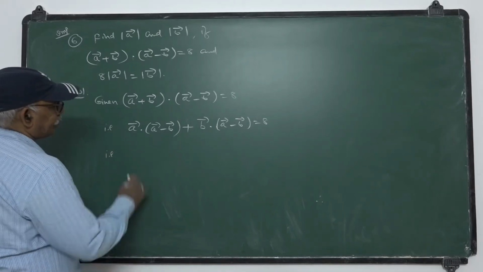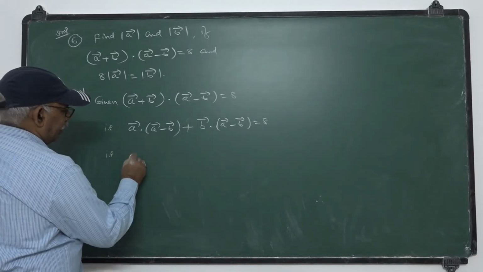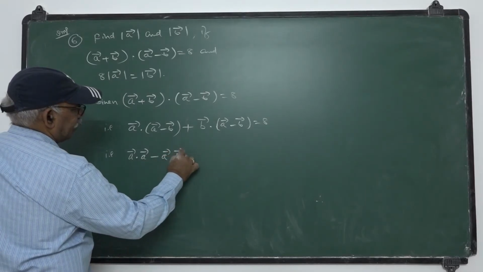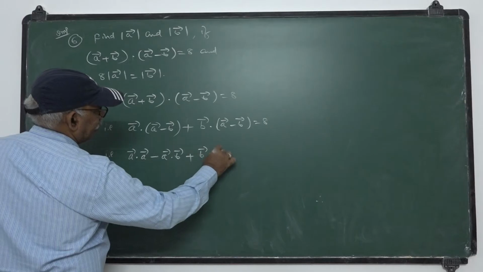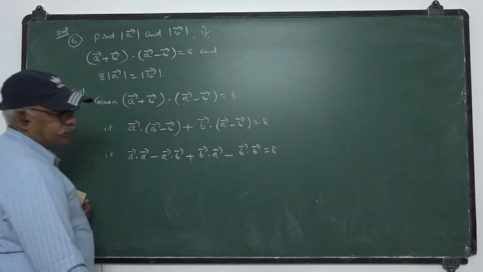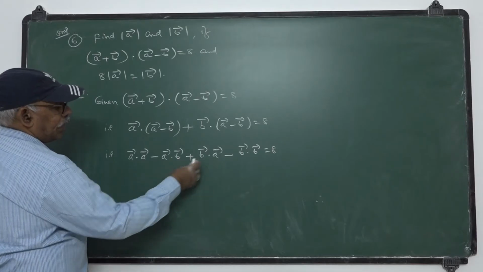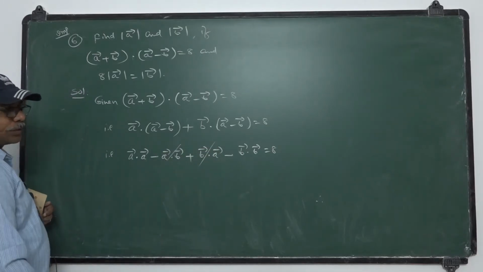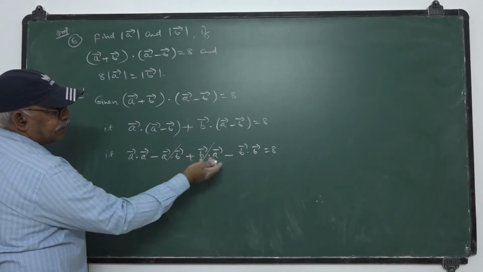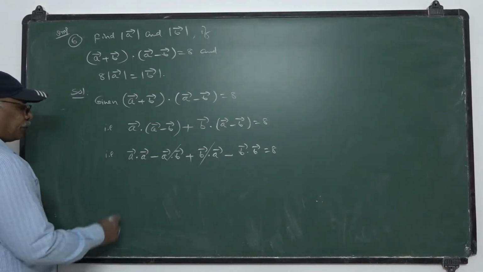That is, again applying right distributive law here, A dot A minus A dot B plus B dot A minus B dot B is 8. But A dot B is the same as B dot A, and here they have opposite signs. So you can remove these two terms because dot product follows commutativity.